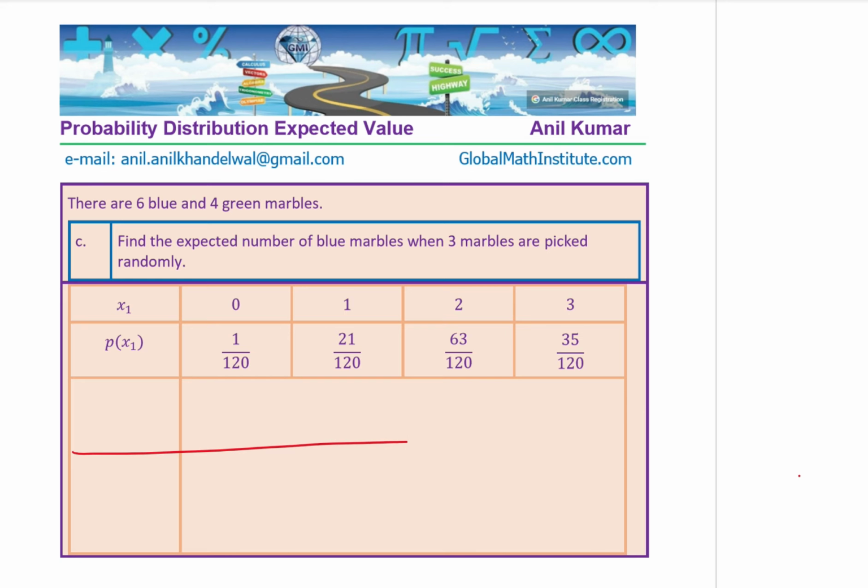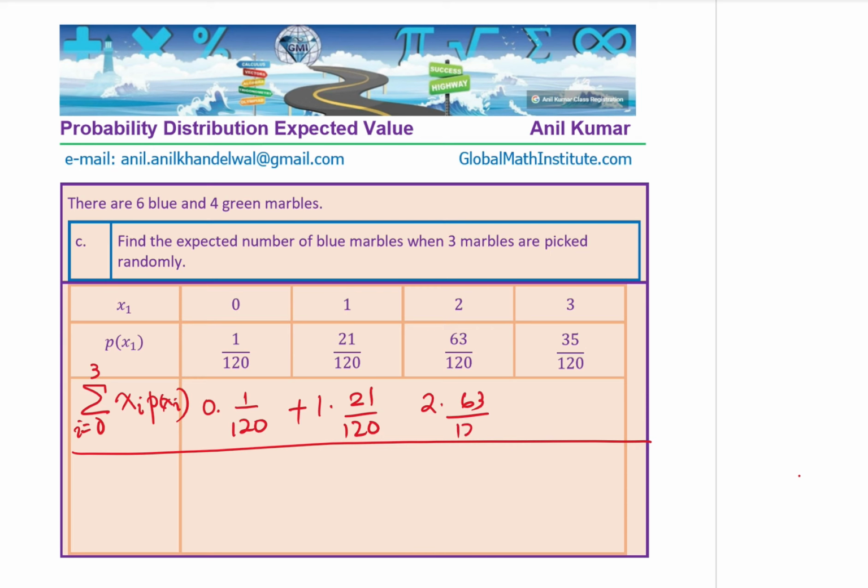So we'll add them up. We'll multiply each xi with P(xi), where i in this case goes from 0 to 3, correct? So basically you multiply: 0 times 1 over 120, plus 1 times 21 over 120, correct? And 2 times 63 over 120, and 3 times 35 over 120. Is that clear to you? So that is what you do. You can just add this up, and of course we have 120 in the denominator.